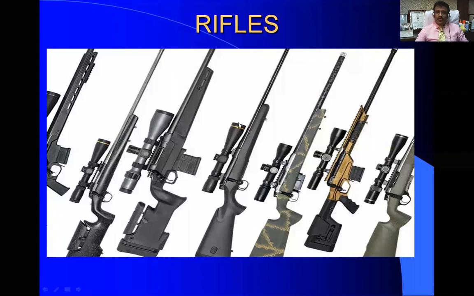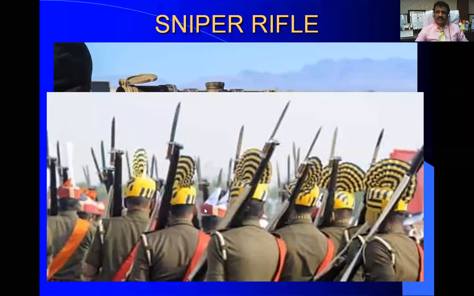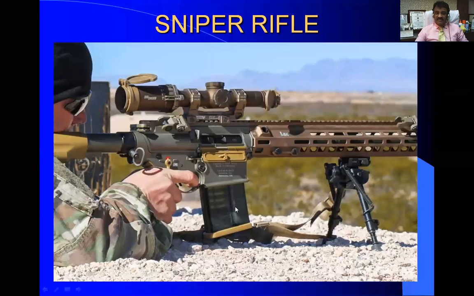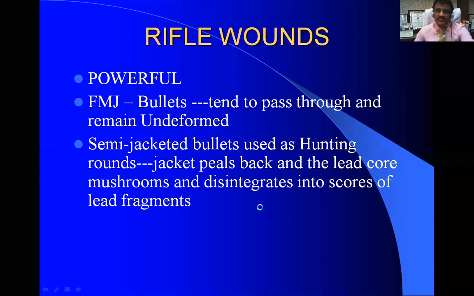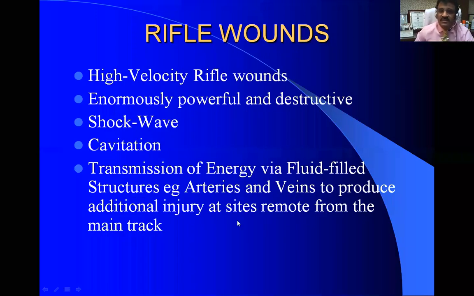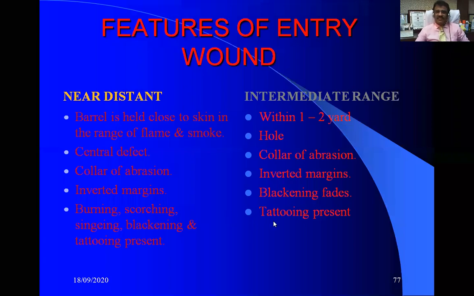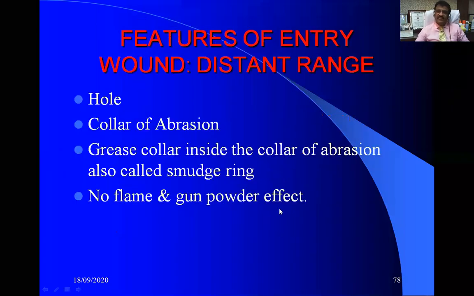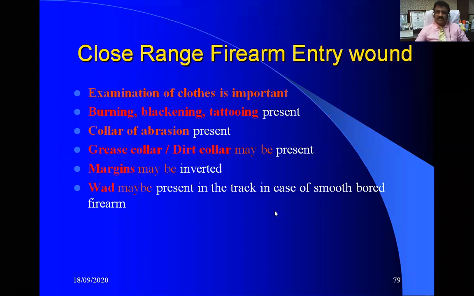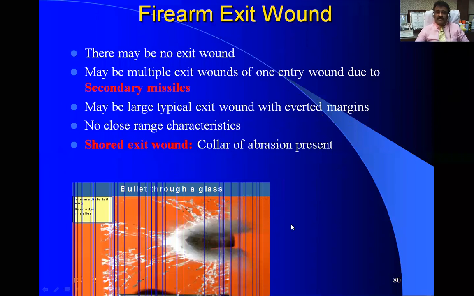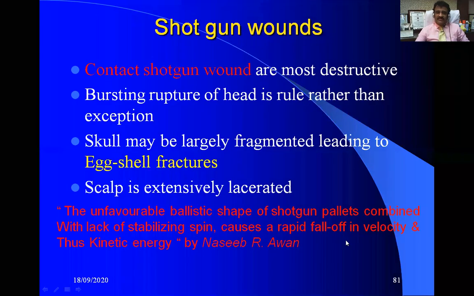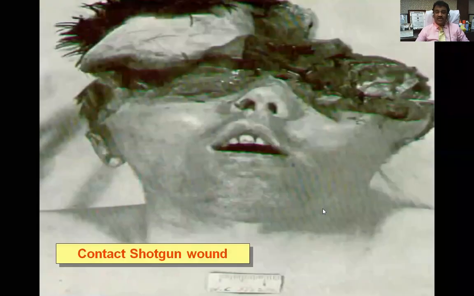Rifles with a scope. Sniper rifles are used to achieve the target from a very long distance. And rifle wounds, we saw a few: entry wound and exit wound, characteristics of firing from near, from intermediate distance, and from a distant place. Then shotgun wounds, and a typical picture of a contact shotgun wound where the total head has been shattered.